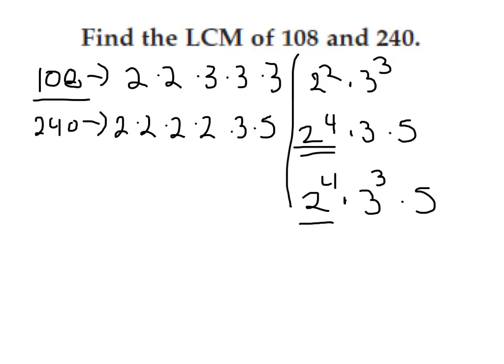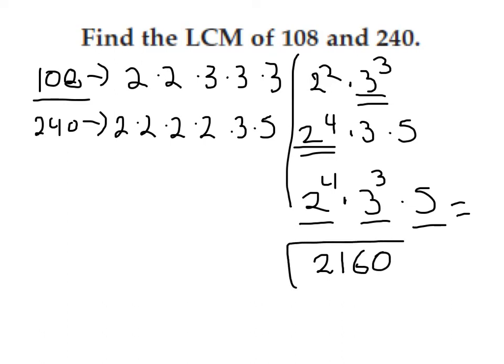Now I'm going to look at the prime number 3, and I'm going to pick the largest of the two, and that's 3 to the 3rd. And 5, well, there's nothing to compare it to, so I'm going to take 5 to the 1st. I'm going to multiply 2 to the 4th times 3 to the 3rd times 5. My calculator says 2,160. That is the LCM.